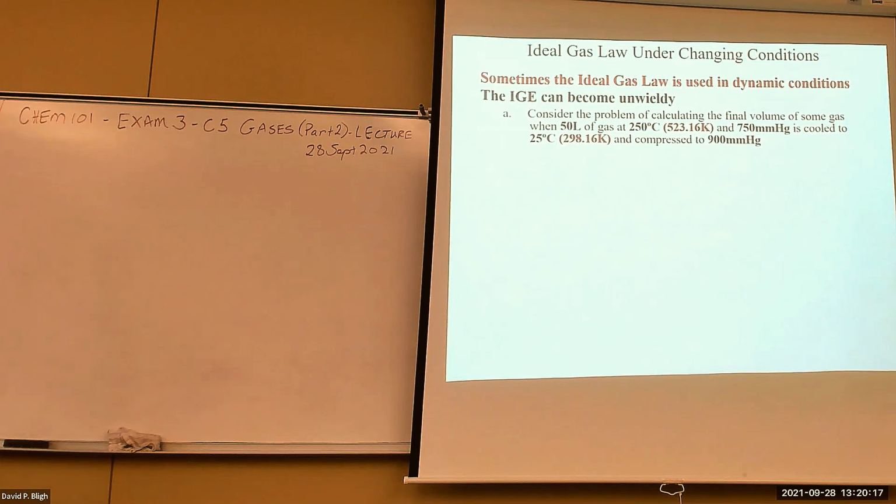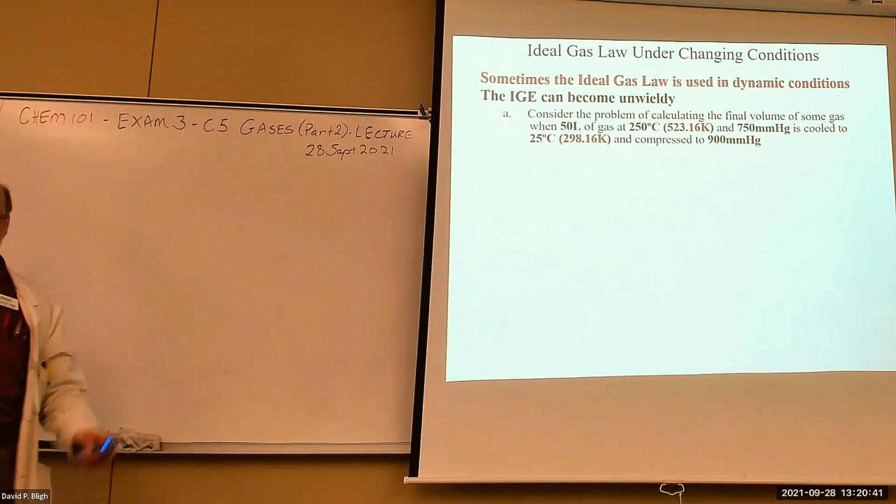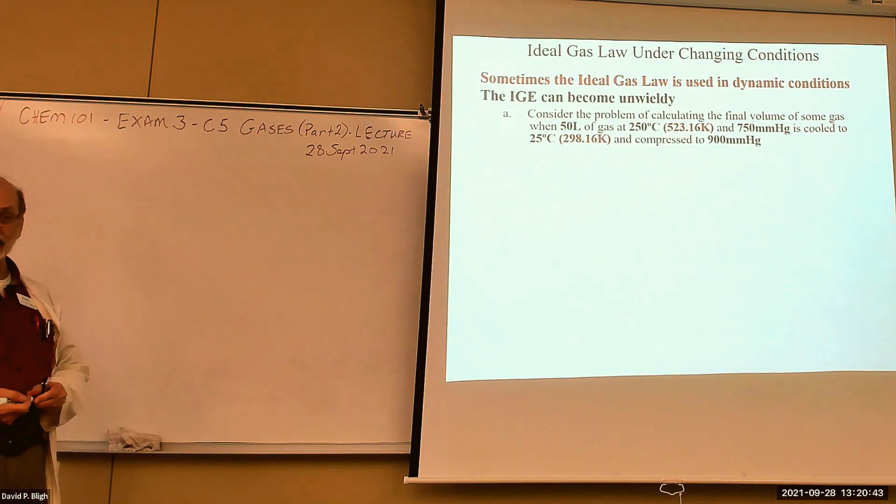What kind of problem is this one? Is this before and after a state? 50 liters is the volume, the initial volume of the gas. Consider the problem: calculate the final volume of gas when 50 liters of the gas at this temperature and this pressure is cooled to this temperature and that pressure. That's obviously a before and after. So you've got to decide which one you need.